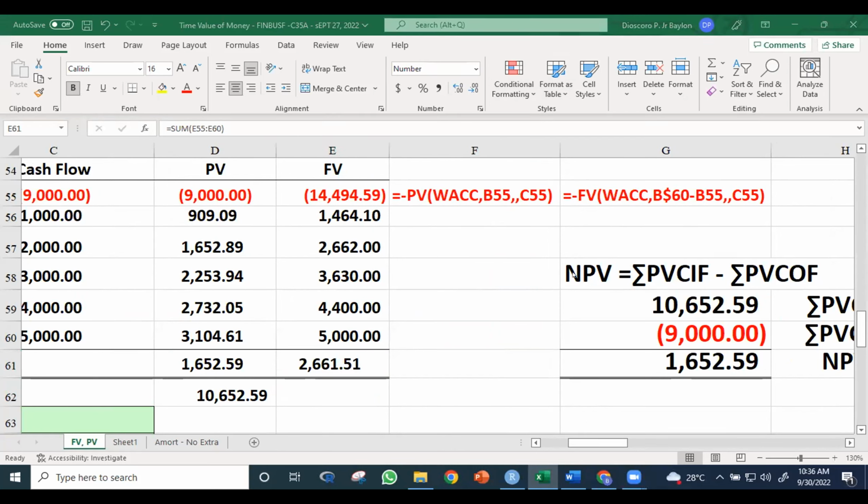And then please, I would appreciate you kindly paste in the chat box the value that you got for the net future value. This is called the net future value. Copy paste, guys, what you got for the net future value. If we have the same answers as 2661.51.